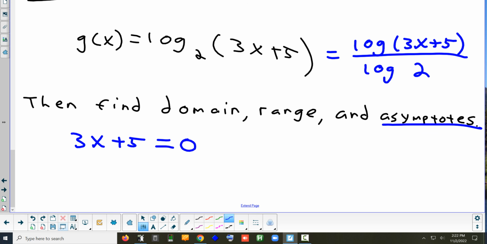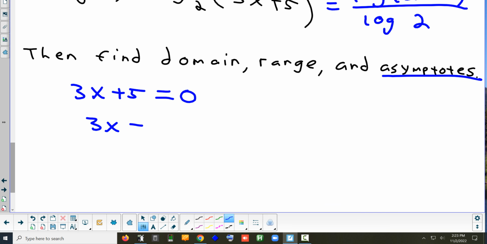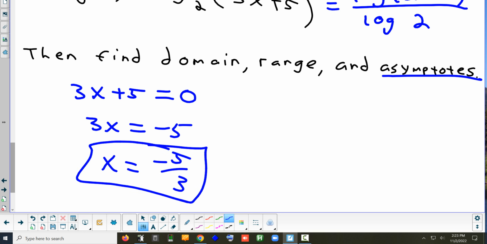Okay, how do I solve that? Subtract 5 from each side. Subtract 5, and then divide by 3 on each side. And divide by 3. Negative 5/3. As a decimal, that's negative 1.7. So it's negative 1 2/3. Okay, so this is my vertical asymptote.